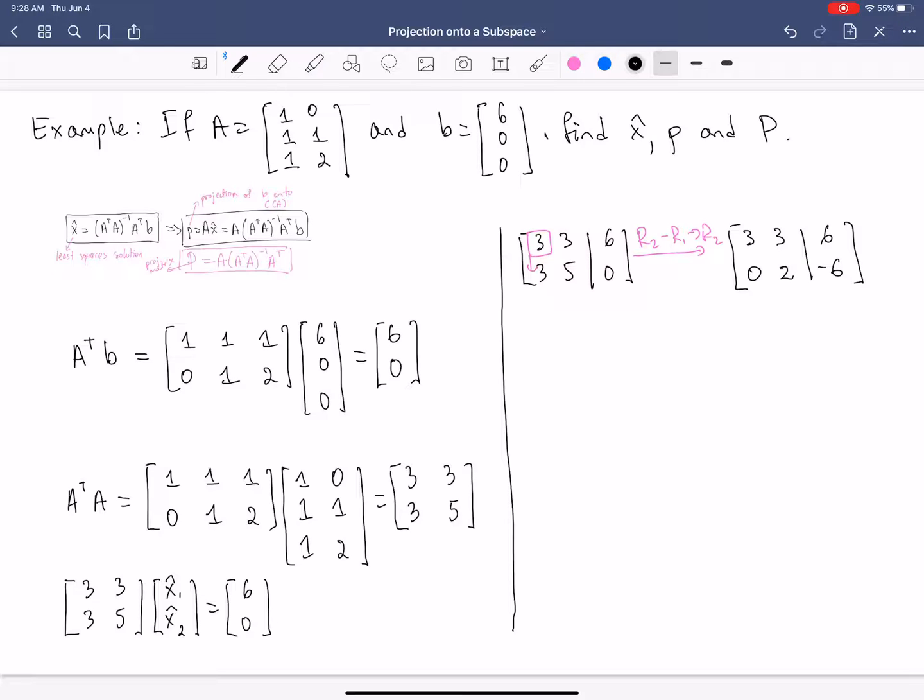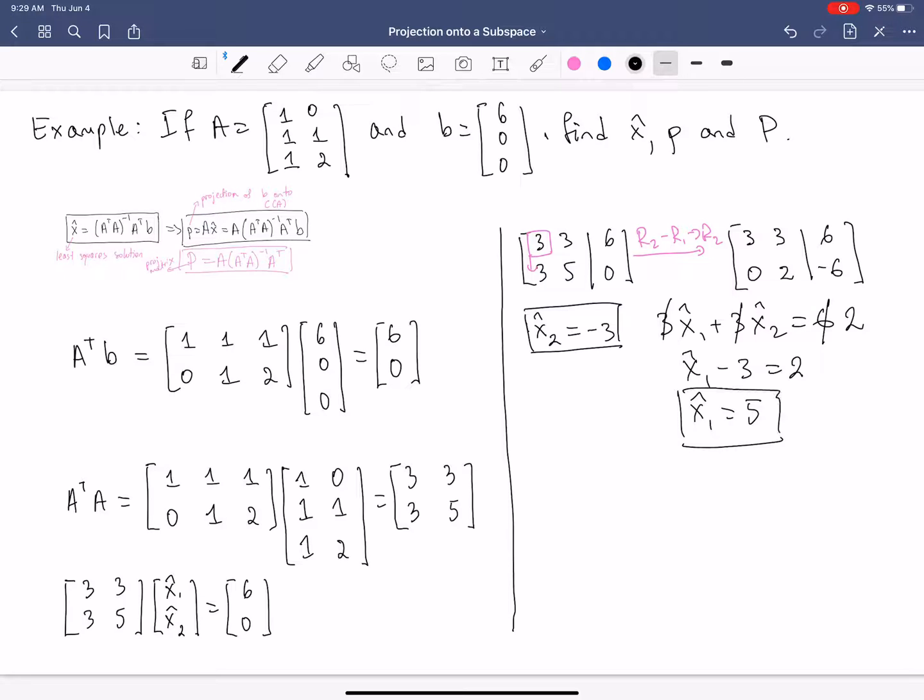From here, I can straight away compute what I have. So I have x2 first. From the second row, I have 2x2 equals negative 6, which means x2 equals negative 3. That's x2 hat. And then applying that in the first row where I have 3x1 plus 3x2 equals 6. I could divide everything by 3 and replace that 6 with a 2. That makes things a lot easier. And now I have x1 minus 3 equals 2, which means x1 hat is a 5.